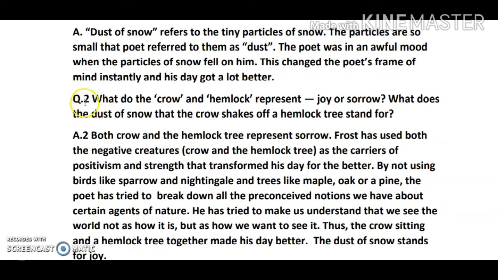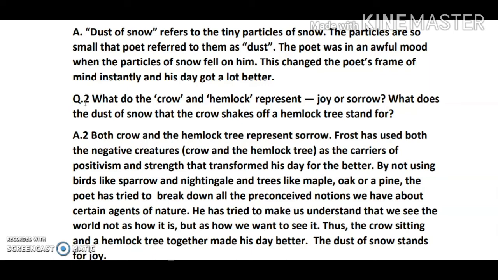Question number 2. What do the crow and hemlock represent, joy or sorrow? What does the dust of snow that the crow shakes off the hemlock tree stand for? Answer. Both the crow and the hemlock tree represent sorrow.